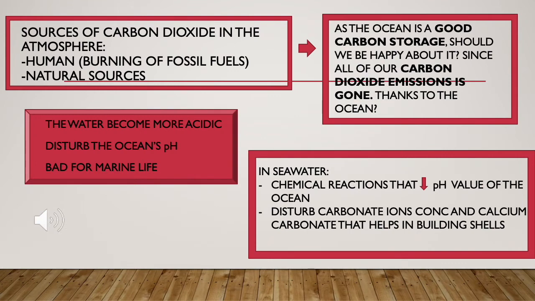Have you ever wondered what is actually happening to the carbon that dissolves in seawater? First, sources of carbon. Carbon in the atmosphere comes from both natural and human sources. Natural sources include decomposition, ocean release, and respiration. Human sources come from activities like deforestation and burning of fossil fuels like coal, oil, and natural gas. That's the biggest carbon source from human activities.